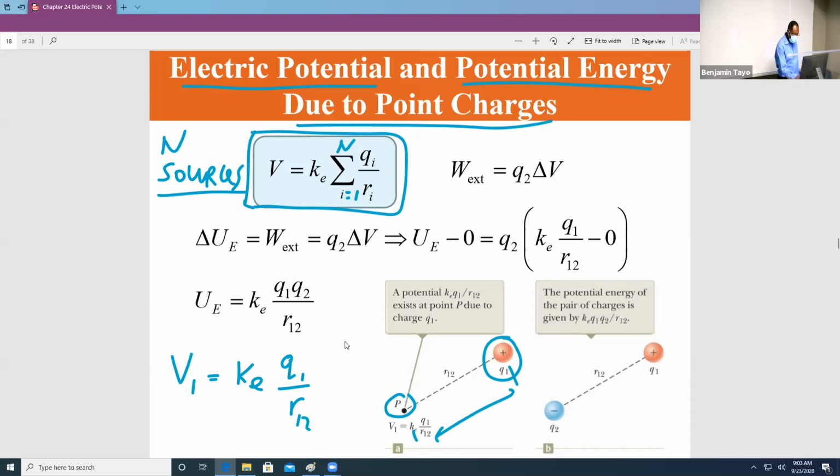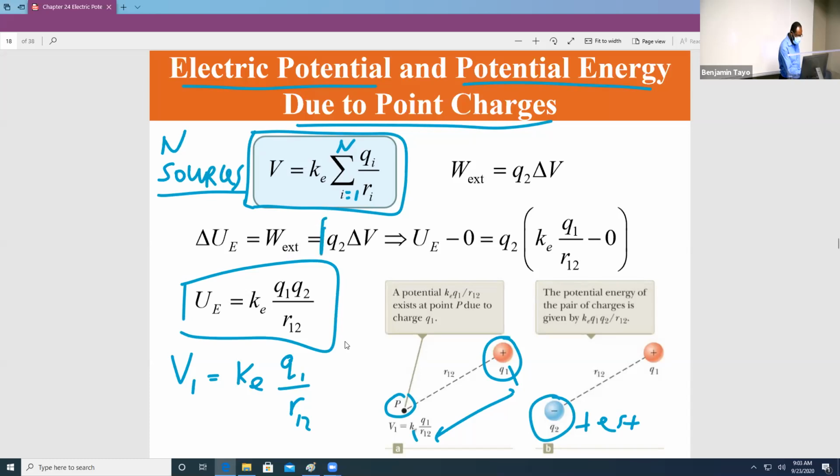So it means that if I were to place a test charge at that point, then I can calculate the energy. Remember we said that energy is just going to be equal to the, so you take Q2 and you multiply by delta V to get what that energy is. So this would be something that is in use.